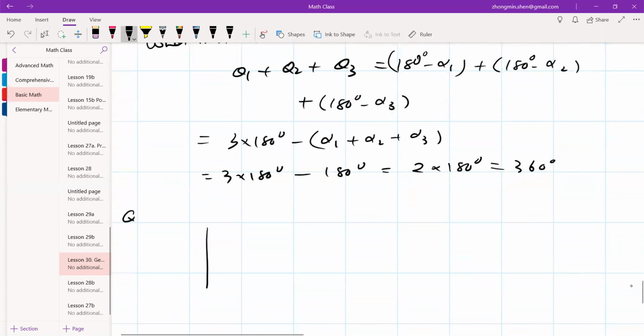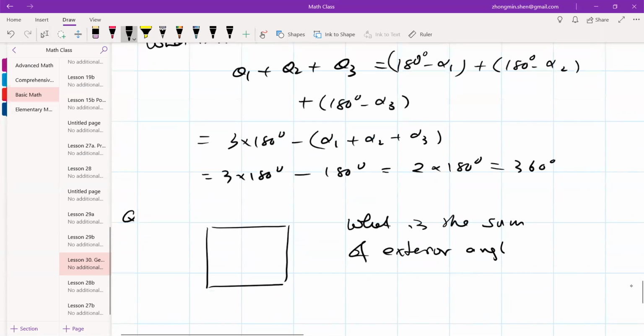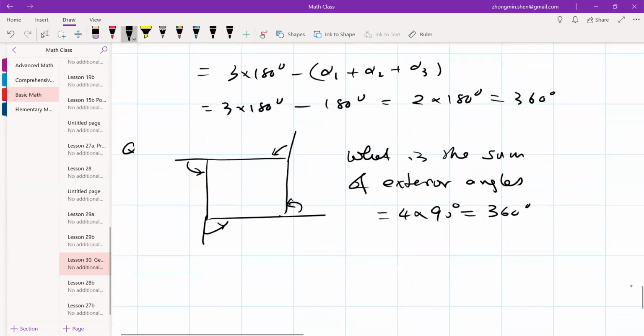So if I give you a rectangular box, what is the sum of the 4 exterior angles? Because they are all 90 degrees, exterior angles are all 90 degrees. So they're going to be 4 times 90 degrees, still 360 degrees. So every time, the sum of the exterior angles is always 360 degrees, no matter how many sides there are.